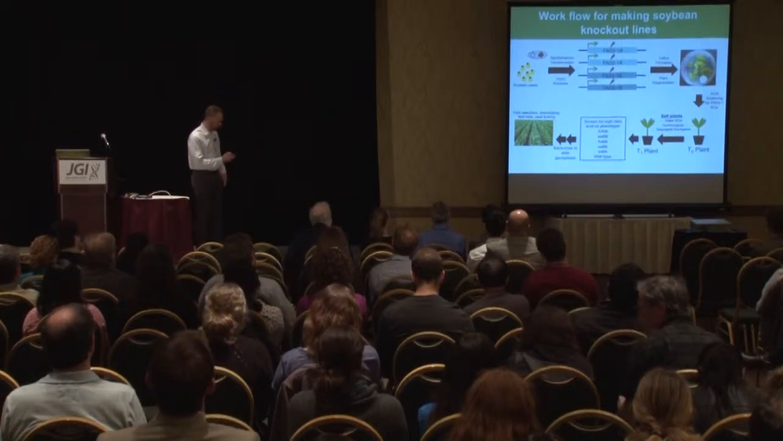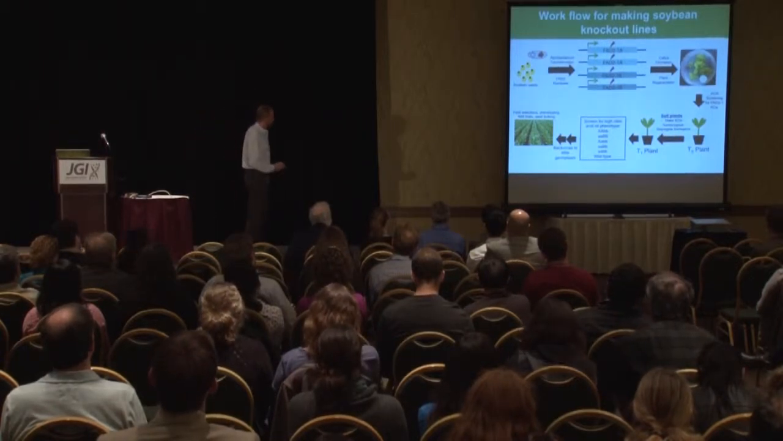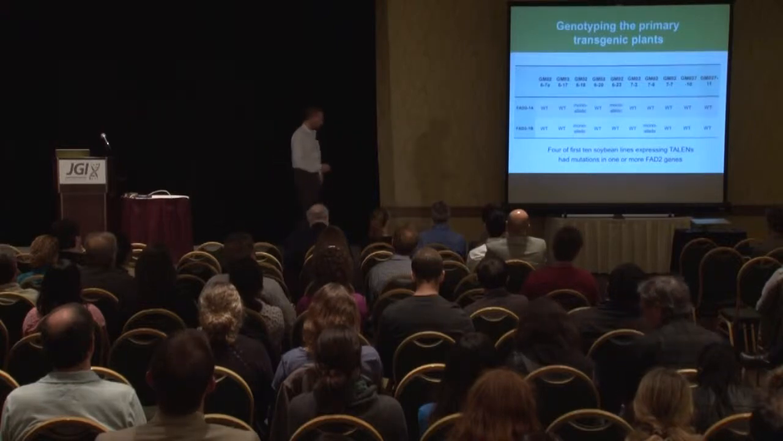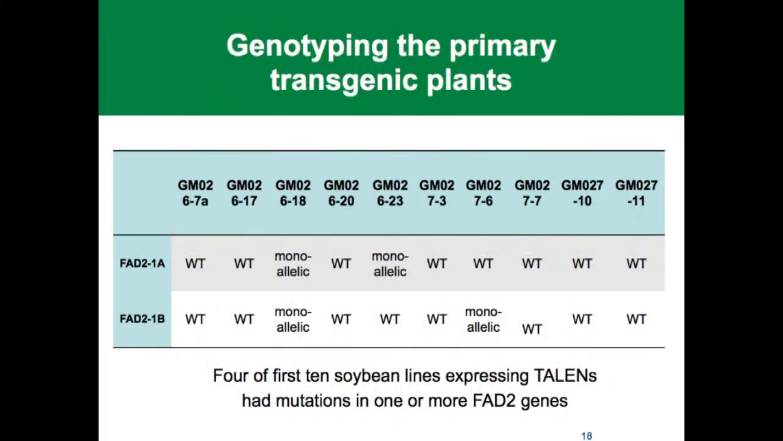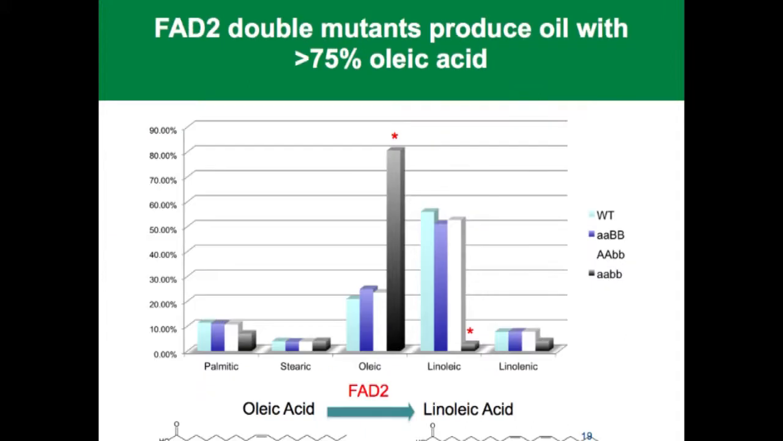And in fact, we didn't really have to make that many transgenic soybean plants. Within 10 transgenic plants, we were able to recover three that had mutations, either in 1A, 1B, or one in each of the two target loci. And then we could take these plants and self them and recover plants that had either the AA homozygous knockout, BB knockout, or the quadruple mutant.